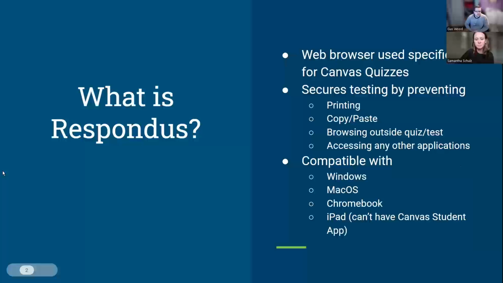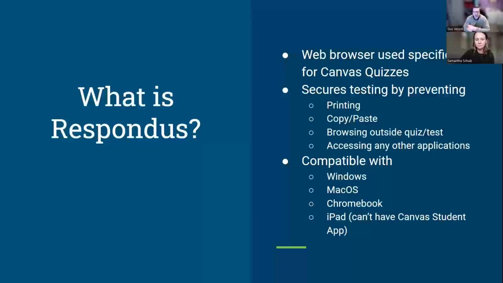So with that, let's touch on what Respondus is. Respondus is a separate web browser. Typically, popular web browsers are Internet Explorer, Safari, Chrome, Firefox, all used to browse the internet. Respondus Lockdown Browser is its own separate web browser. The thing that sets it apart is that it secures and prevents students from doing anything else other than taking a quiz while accessing the quiz through the browser.